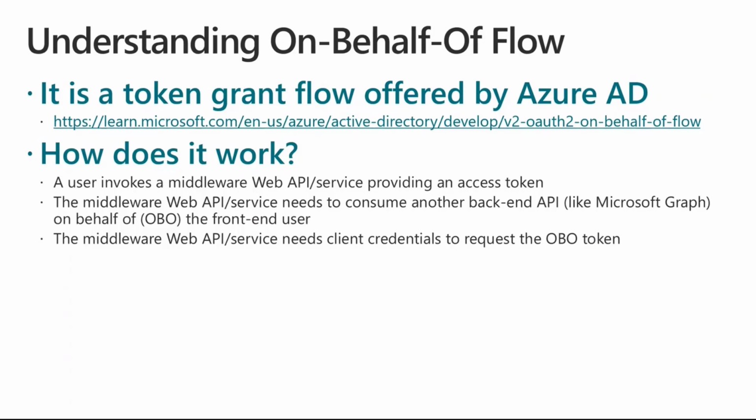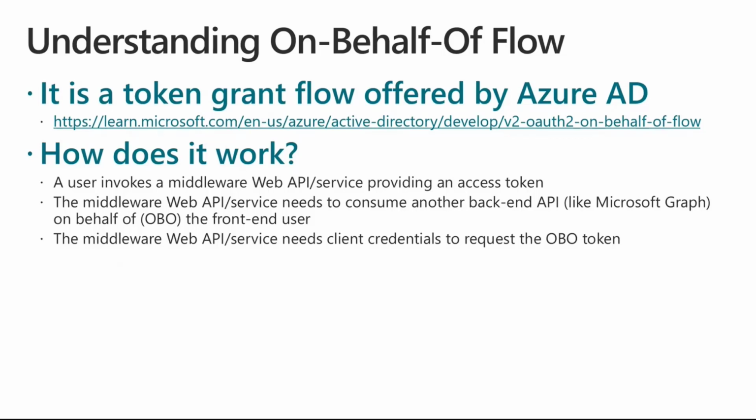So the idea is we have a front end. The front end will rely on a middleware, providing an access token to access an API or a service in the middleware. And in there, in the middleware, we will be able to get yet another access token on behalf of, as the name implies, on behalf of the user, which is in the front end, which is consuming the front end, so that we will be able to consume a backend API, which could be, for example, Microsoft Graph or any other kind of API of your choice, as long as it will be registered in Azure Active Directory.